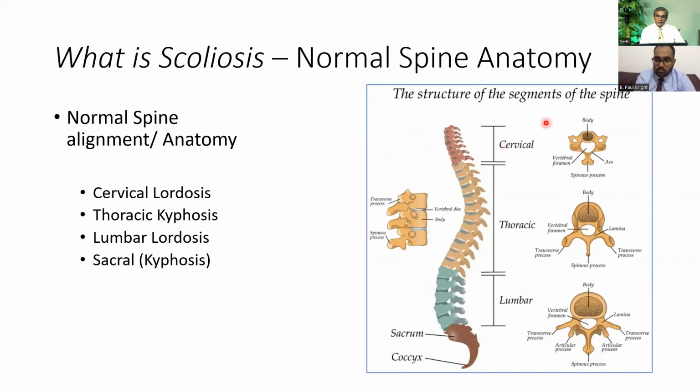In these regions, cervical, thoracic, and lumbar, the anatomy of the vertebrae also differs from each other. But basically, any vertebra has a body, pedicles, lamina, and ends up with a spinous process. These pictures depict the anatomy of the vertebral bodies or vertebra at each level.